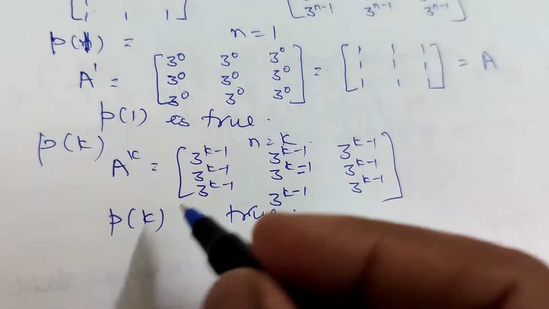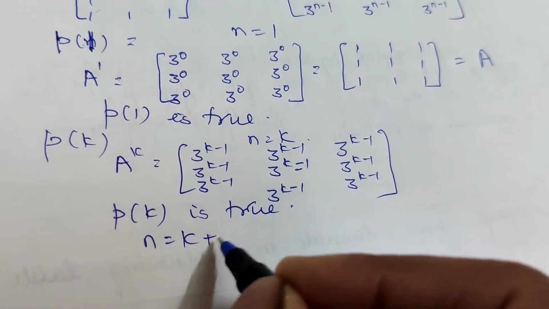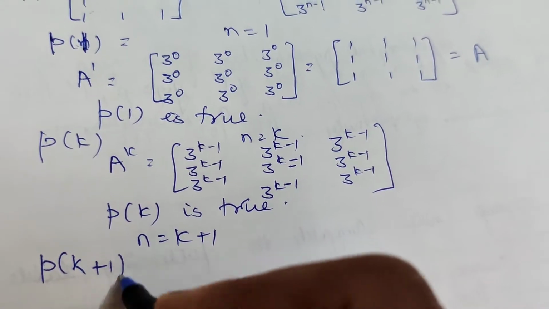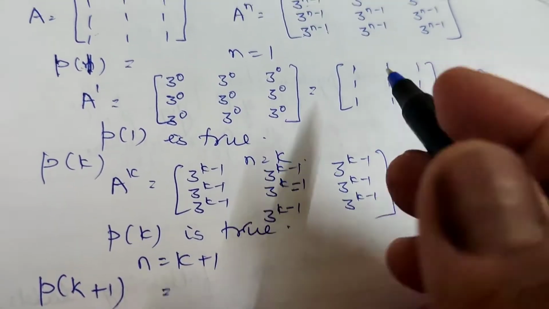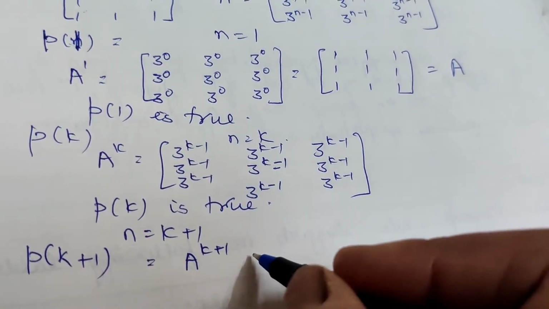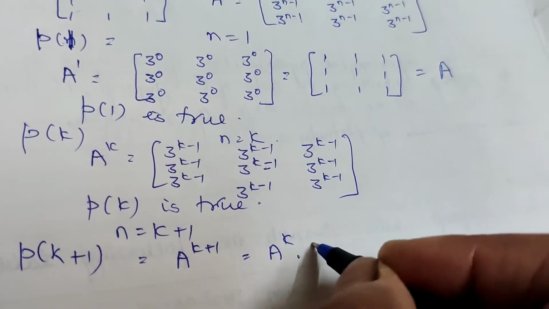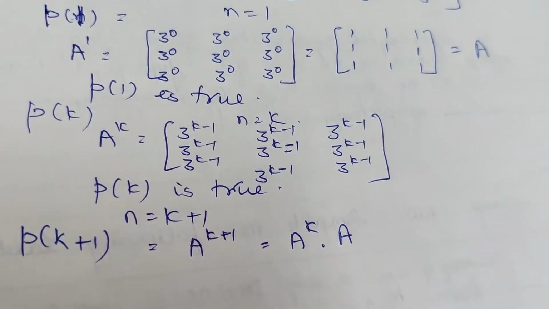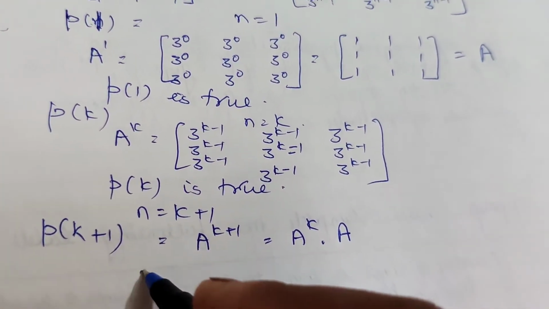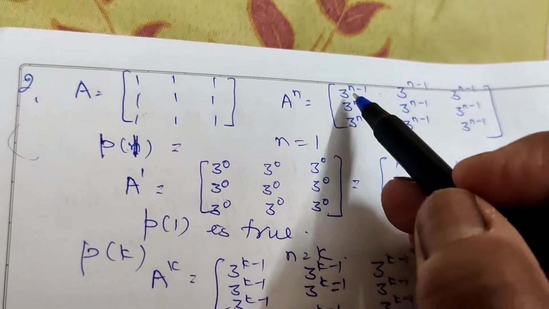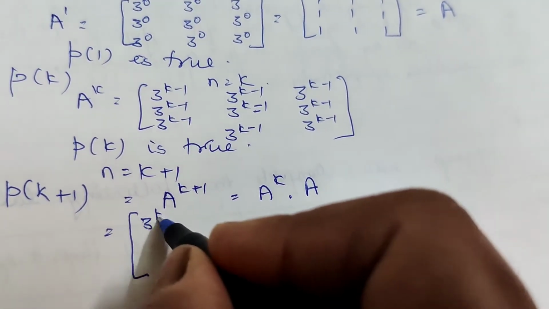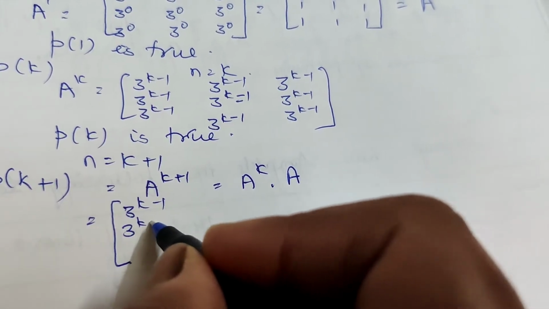And the last, for n equal to k plus 1. Then Pk plus 1 is n raised to power k plus 1. So we can write A raised to power k into A. Now put the value: A raised to power k is 3 raised to power k minus 1, 3 raised to power k minus 1.